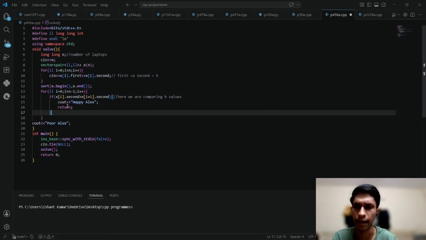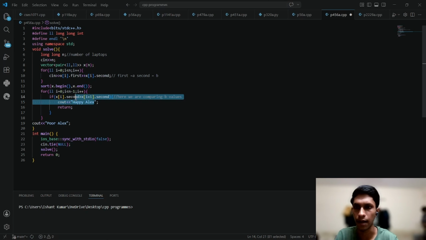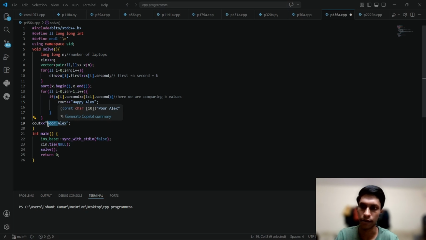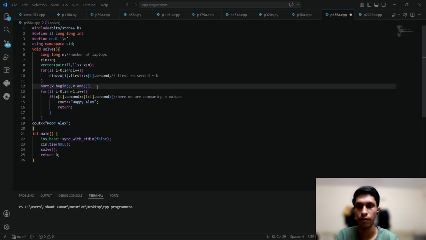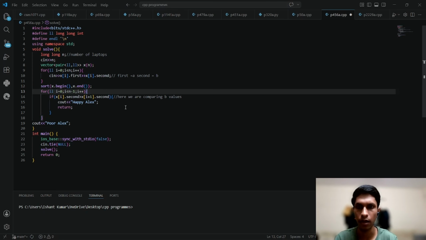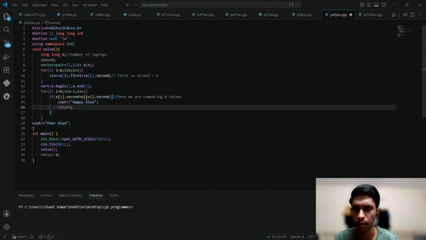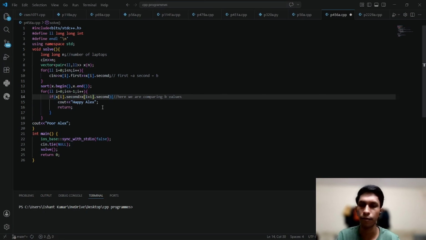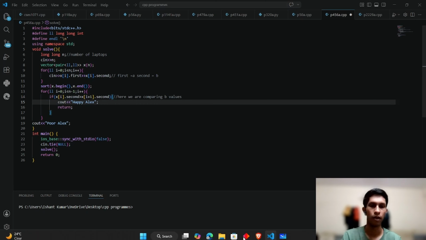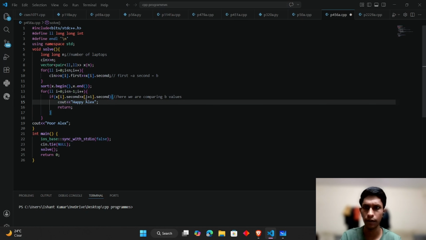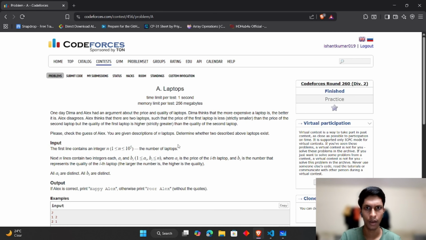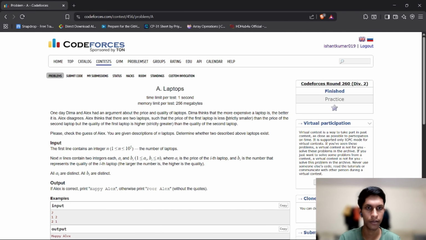which is strictly greater than any other laptop, I'll just return happy Alex. Otherwise, I'll return poor Alex. Since A is sorted, we do not have to worry about the price of the laptop. The only constraint that is left is the quality of the laptop, and we will be comparing all the qualities of the laptop. And if we find any pair that exists for Alex which satisfies the condition, since it is written in the question that the price should be strictly smaller and the quality of the laptop should be strictly greater.